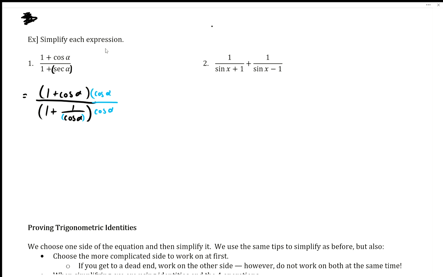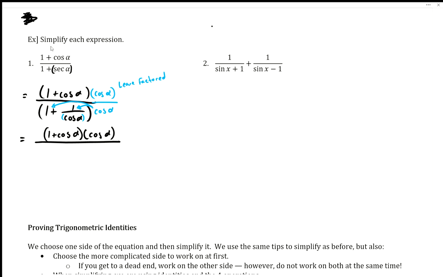Sometimes it can be nice to not fully multiply. This right here is already factored, and I'm going to leave it factored. Let's see if that helps out. While the bottom, we need to distribute because we do want the fraction gone. We don't want fractions in fractions. So this cosine of alpha multiplies that 1, that cosine of alpha multiplies that 1, and then what we have here would be 1 plus cosine of alpha, and then cosine of alpha.